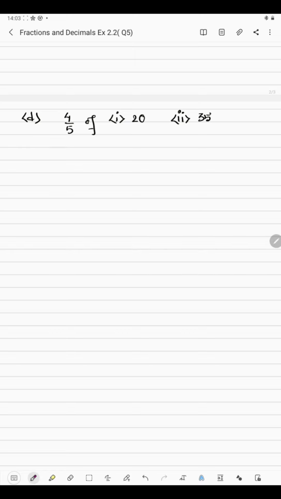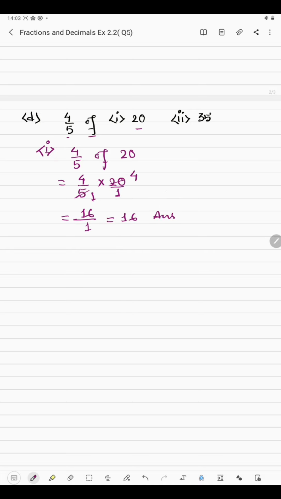Now the last part of number 5 is 4 by 5 of 20. So here in the first one we have 4 by 5 of 20. Now 4 by 5 of means 4 by 5 will be multiplied by 20. Here again we will consider 1 in the denominator. Now both 5 and 20 can be cancelled by 5 as these two numbers come in 5's table. So 5 ones are 5, 5 fours are 20. So if you multiply the numerator, 4 fours are 16, and if you multiply the denominator, we will get 1. So 16 by 1 is 16. Okay, so this is the first part of number D.